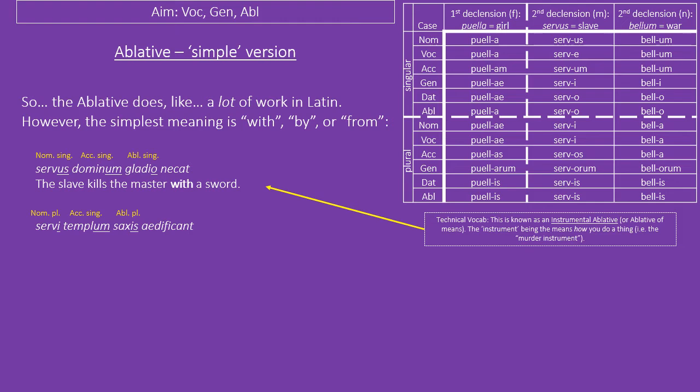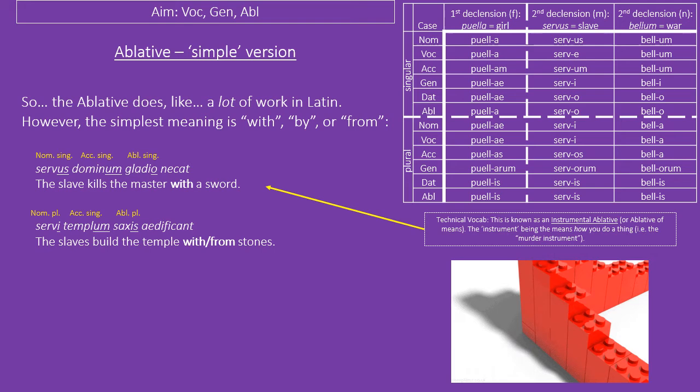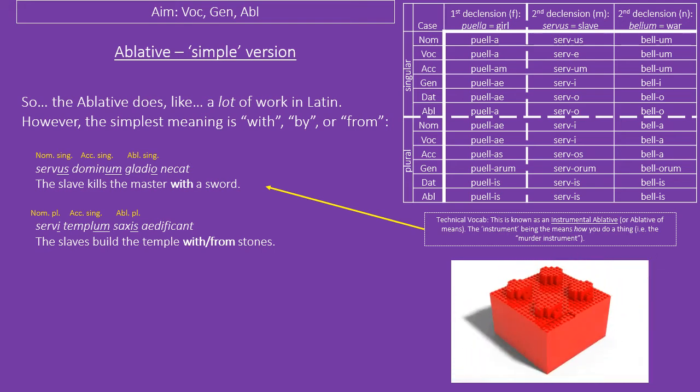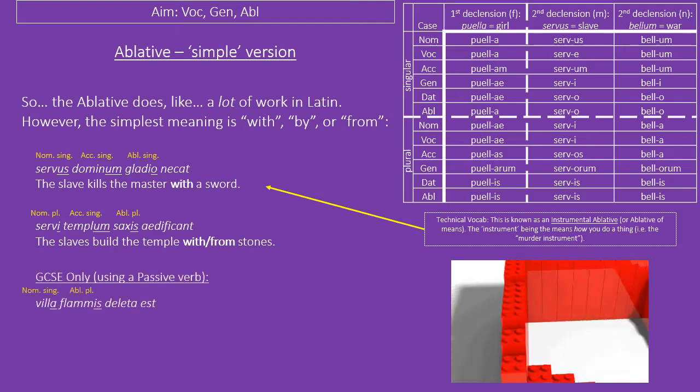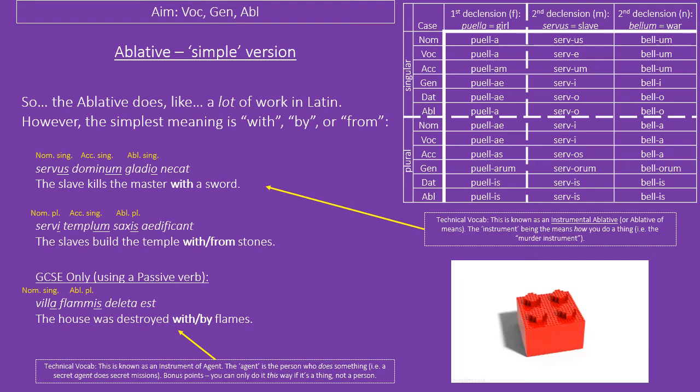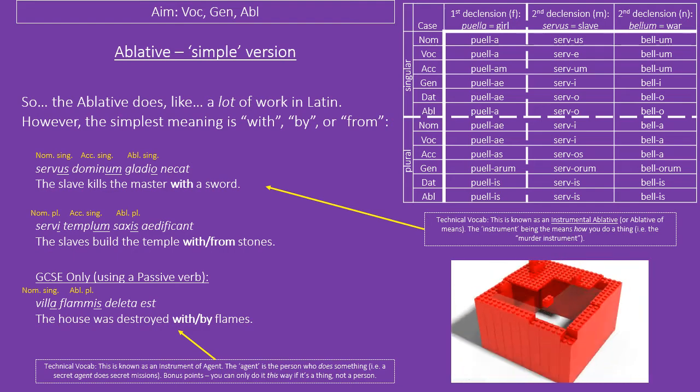Second one down. Servi templum saxis aedificant. You may not know those last two words. Saxum is rock or stone. Aedifico is I build. We get the word edifice from it in English. The slaves build the temple with or from stones. With stones makes sense, so does from. So you can use kind of either one. If you're doing GCSE, you might also see with or by in terms of agent. If you're not doing GCSE, please don't do that.